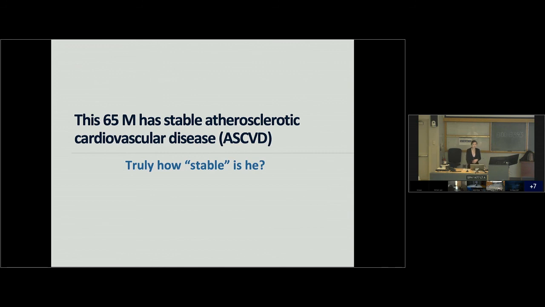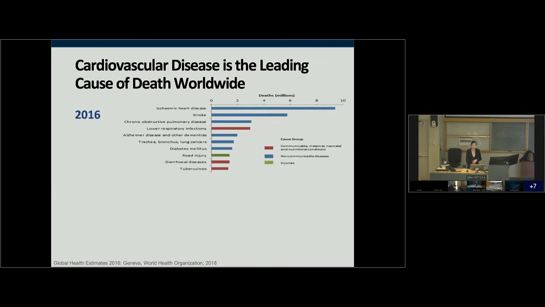Now, we've used the term stable CAD for a long time now, and as I mentioned earlier, we want to move on to this new term called ASCVD, or atherosclerotic cardiovascular disease. Now, stable ASCVD, well, how truly stable is this man? Unfortunately, we know that cardiovascular disease is still the leading cause of death worldwide. The World Health Organization's last published data is from 2016, and it shows, I don't expect you to see this very clearly, but at the very top, ischemic heart disease is the leading cause of death worldwide, and stroke is a distant second from that.